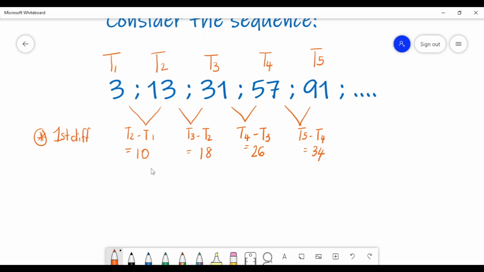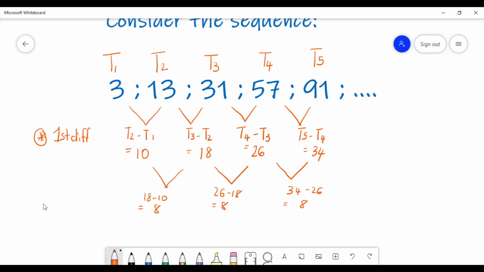So 18 minus 10, what's 18 minus 10? 18 minus 10 is equal to 8. What is 26 minus 18? 26 minus 18 is equal to 8. And what is 34 minus 26? 34 minus 26 is also equal to 8.